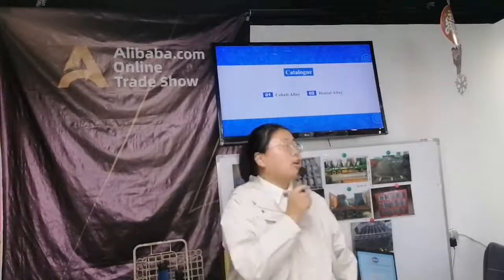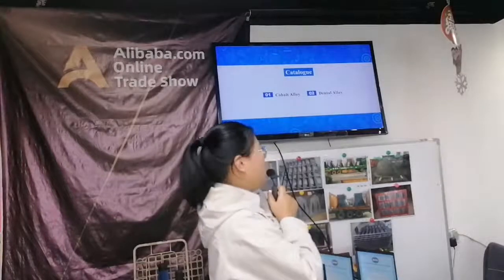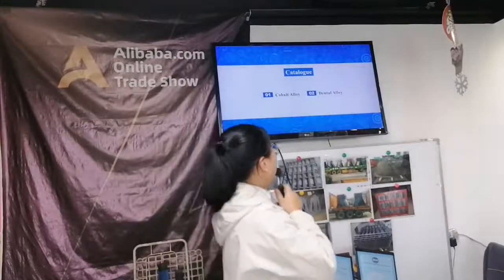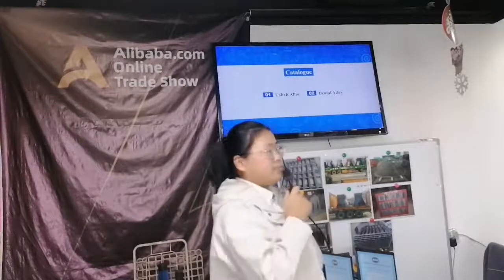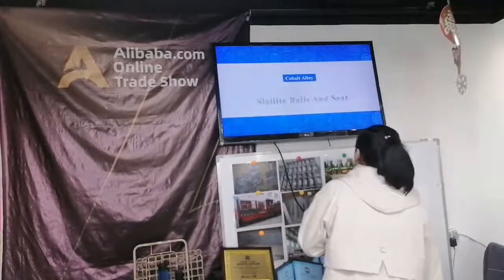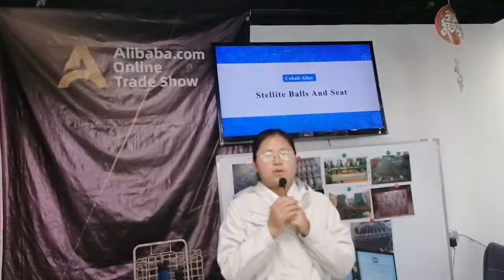For the catalog, I will introduce two parts. Part one is cobalt alloy. Part two is dental alloy. For cobalt alloy, I will introduce Stellite balls and seats.